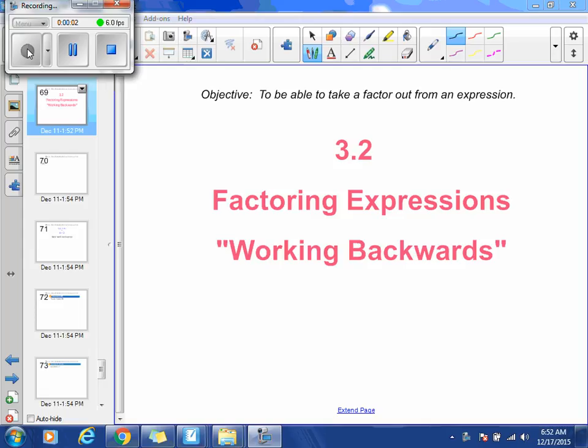Your goal while watching this video is to be able to take a factor out from an expression. This is kind of like undoing the things we've been doing in the last two sections. So, as you are watching this video, make sure that you are filling out your notes as you go. I will be collecting those in class, and here we go.